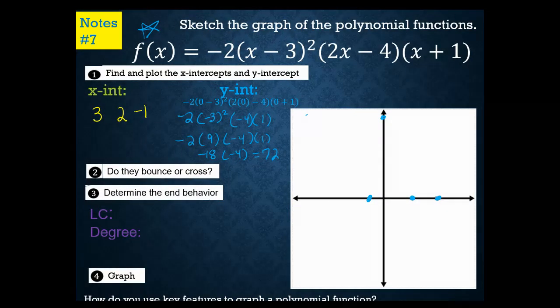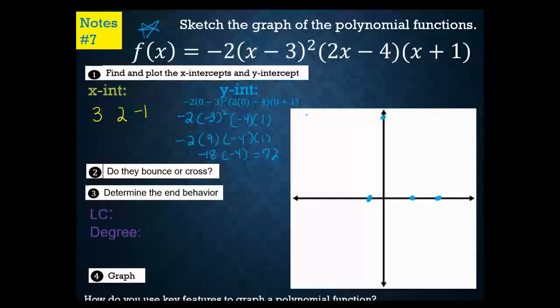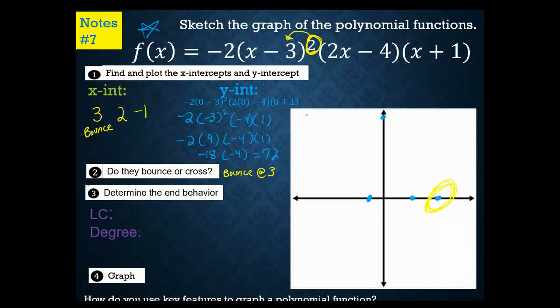Okay, so do they bounce or cross? Let's go back to the x-intercepts. So do the x-intercepts bounce or cross? So you're looking for exponents. Right here's an exponent. So you're going to have a bounce because it's an exponent of 2 right here at this 3. So you're going to bounce at 3. So right here, positive 3, we got to remember to put a bounce in right over here. On the graph, we got to put a bounce there. That's where it's just going to touch the x-axis.